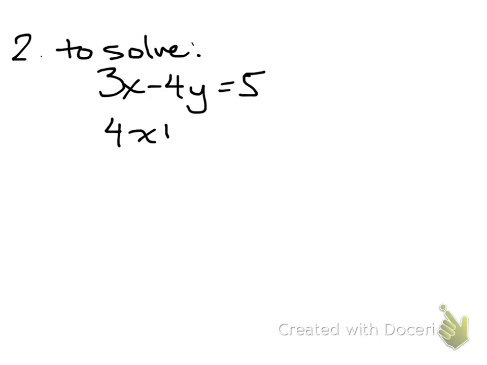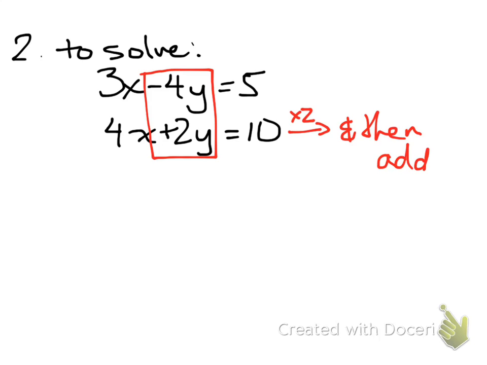Second question was, in order to solve this system, 3x minus 4y is equal to 5, 4x plus 2y is equal to 10, what do we need to do? And if we look, if we multiply the second equation by 2 and then add, that middle term of y will go away, because if we multiply the second equation by 2 we get 4y, and then negative 4y plus 4y cancels.